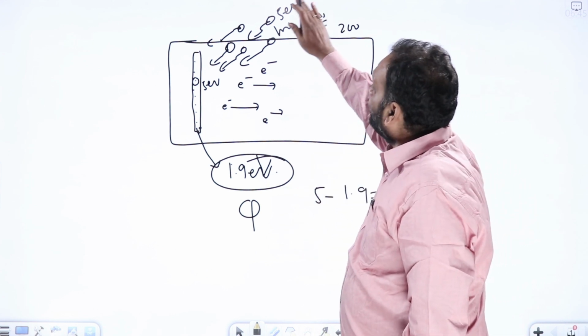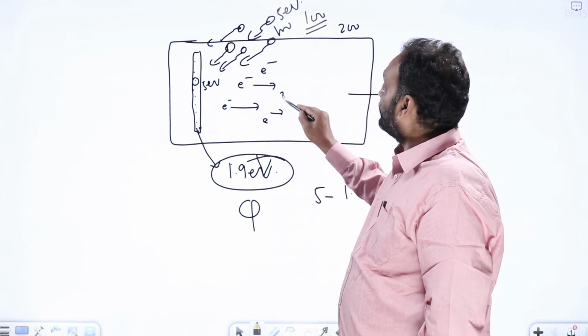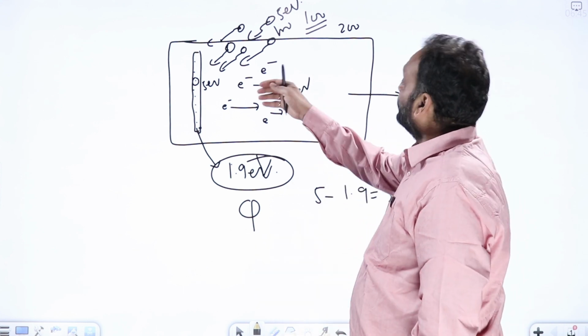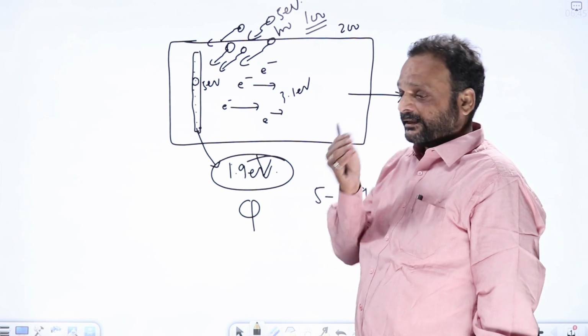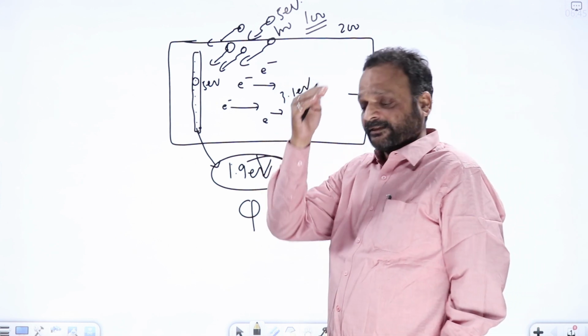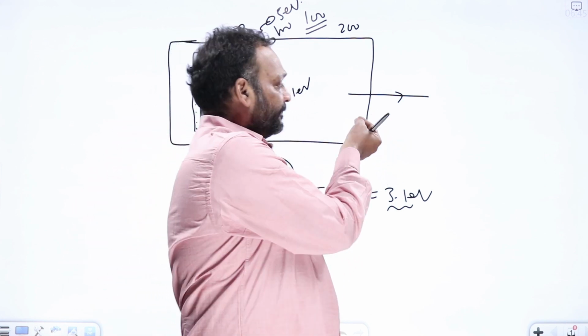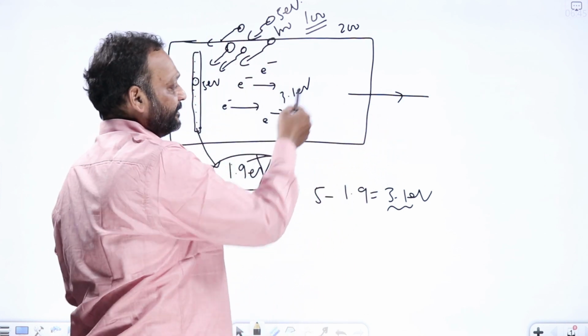This means that when you increase the intensity, the kinetic energy of photoelectrons will not change. It will remain 3.1 electron volts only. But more and more electrons will keep coming out, so the photoelectric current keeps increasing. The first salient feature, which could not be explained by classical wave theory, could be easily explained by quantum theory, by Einstein using this quantum theory.